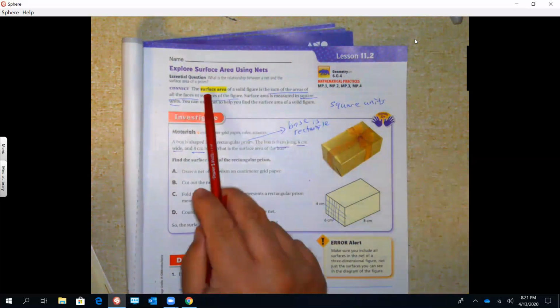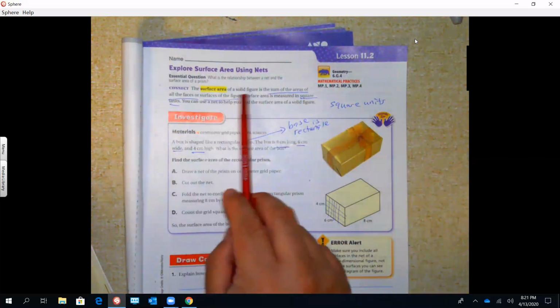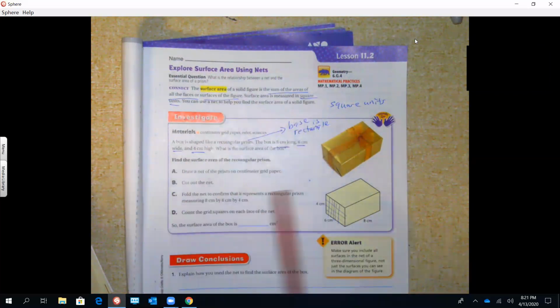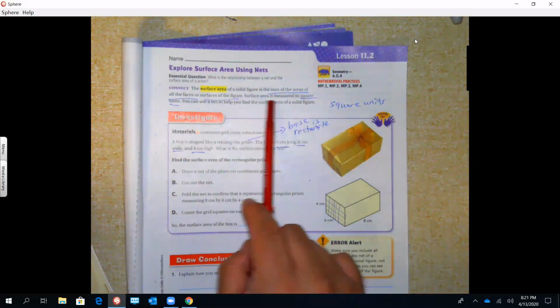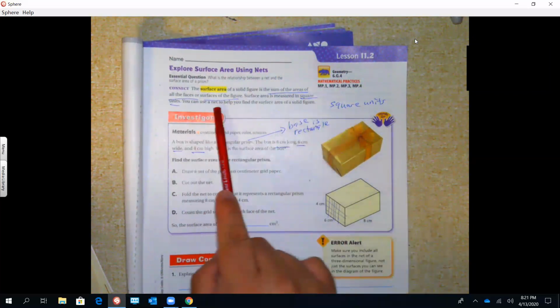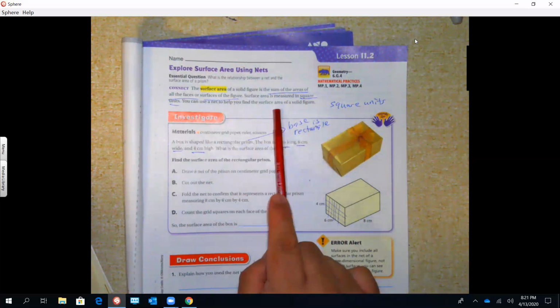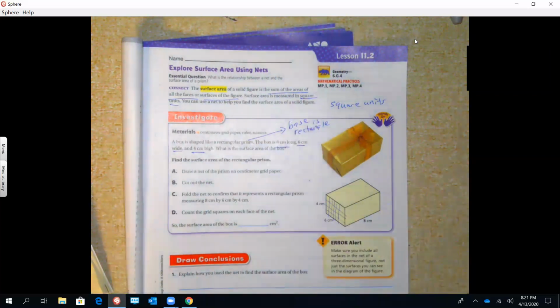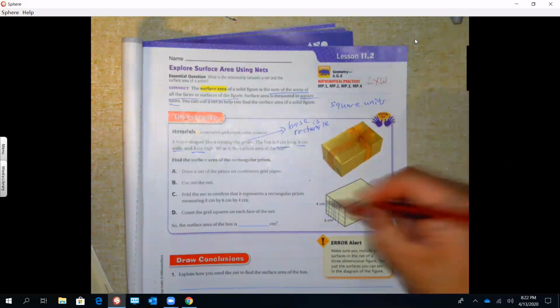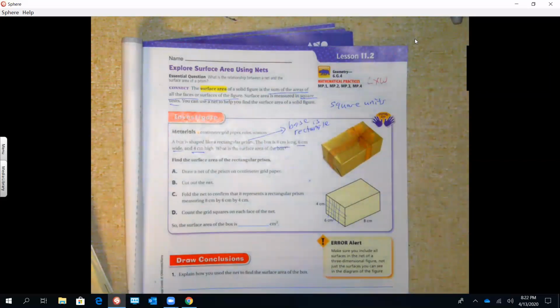So the surface area of a solid figure is the sum of the areas of all the faces. Surface area is measured in square units. You can use a net to find the surface area of a solid figure. Like I said before, you take each side and you find the length times width, and you do that for all the sides. So in this lesson, we're going to actually do that.